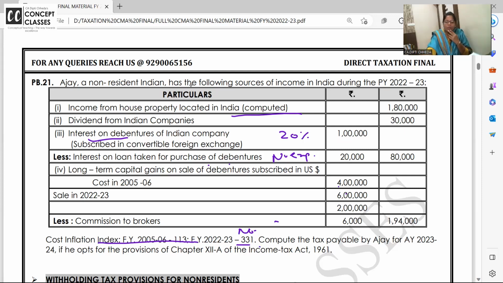Chalo, make the columns in your notebook and let us calculate all the income. Very genuine that for interest, investing in this convertible foreign exchange they have taken loan, but no expenditure is allowed. Dividend के सामने भी नहीं, इसके सामने भी नहीं. चलो, let us do this.